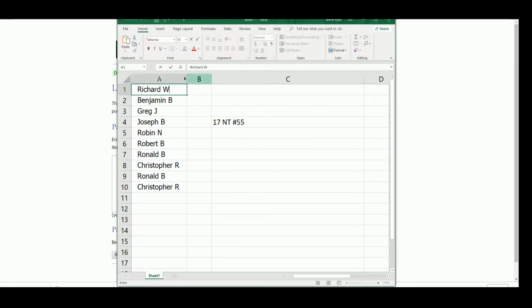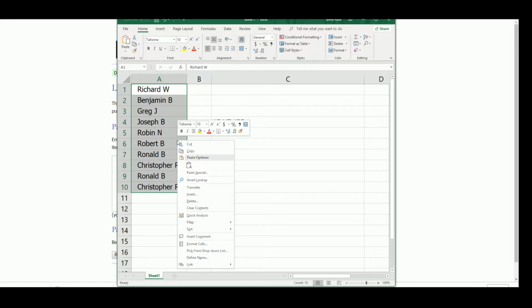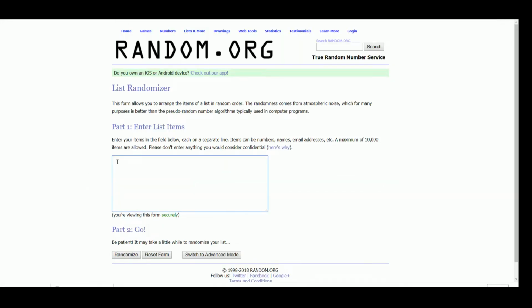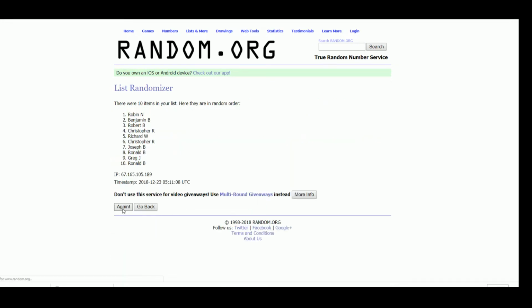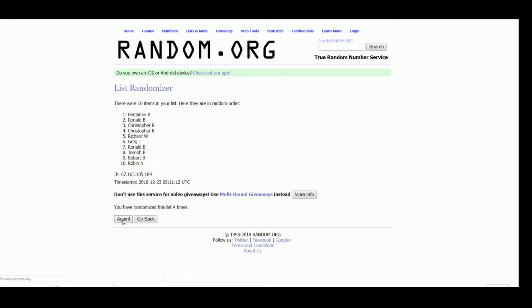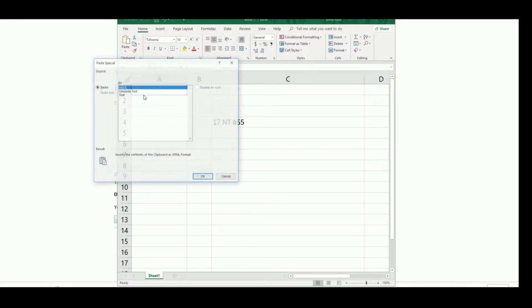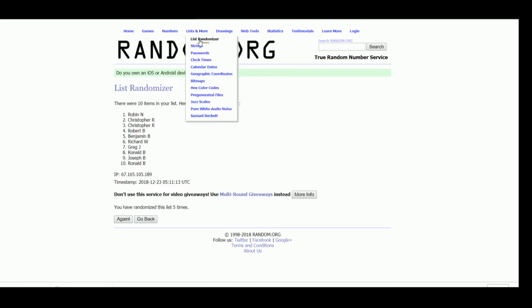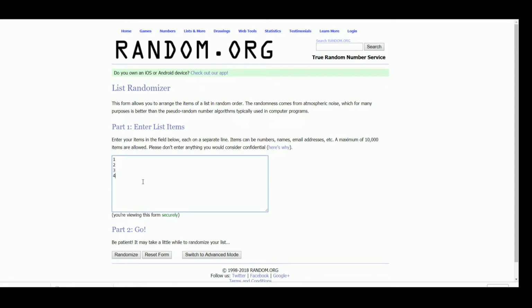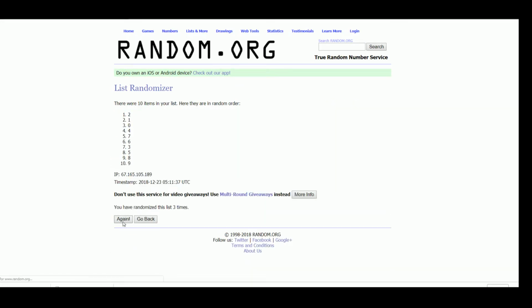Alright, let's go over random. So we got Richard, Benjamin, Greg, Joseph, Robin, Robert, Ronald, Christopher, Ronald with the second spot, and Christopher with the second spot. Five times. Robin at one, Ronald at 10. Alright, one top, nine bottom.